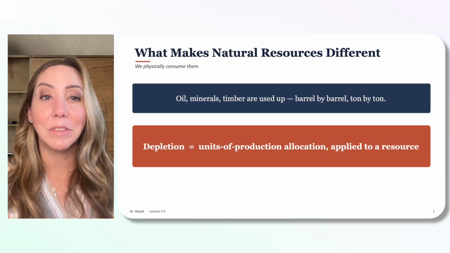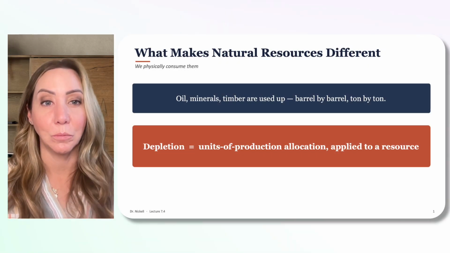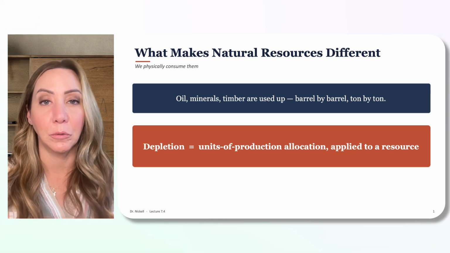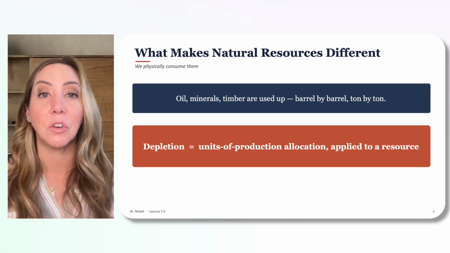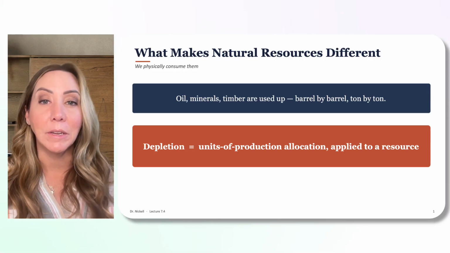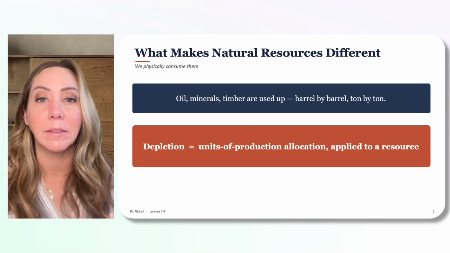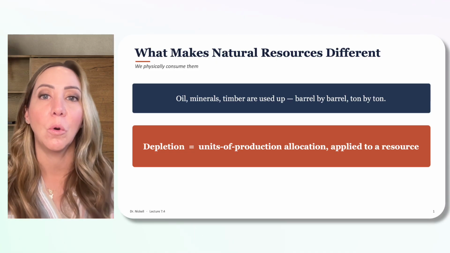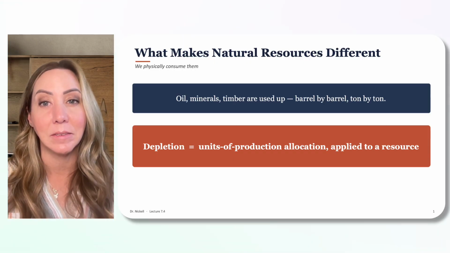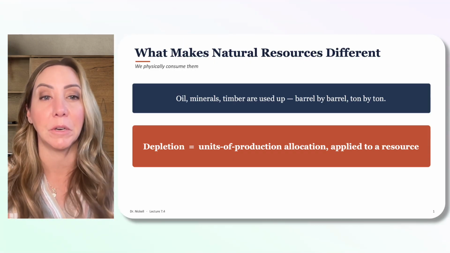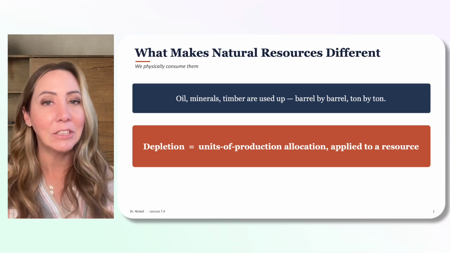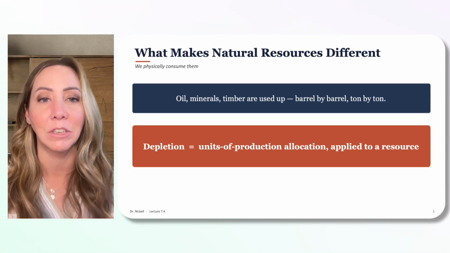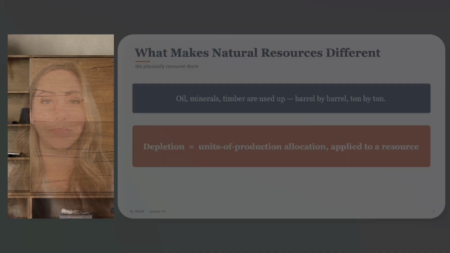A natural resource is an asset that we literally consume. An oil field doesn't wear out from use the way a truck does. It gets physically depleted, barrel by barrel, until it's gone. Because the value comes out in units, barrels, tons, board feet, natural resources are almost always depleted using an activity-based method, the same as the units of production approach we just learned for depreciation. That's the key connection. Depletion is units of production allocation applied to a resource.